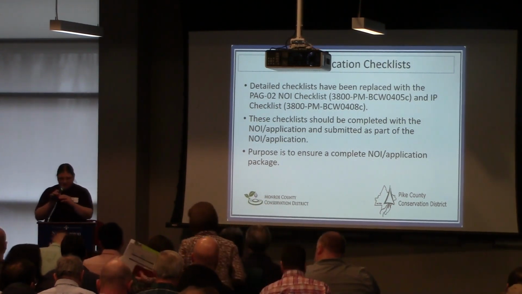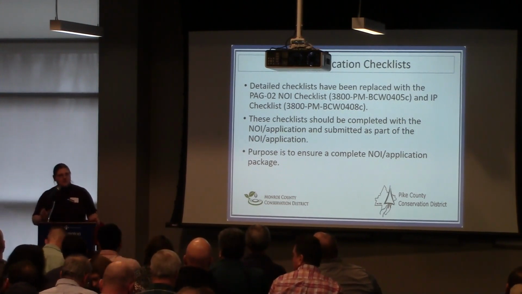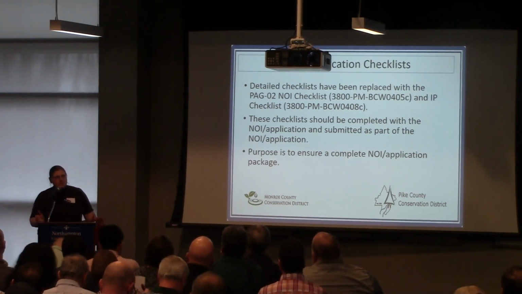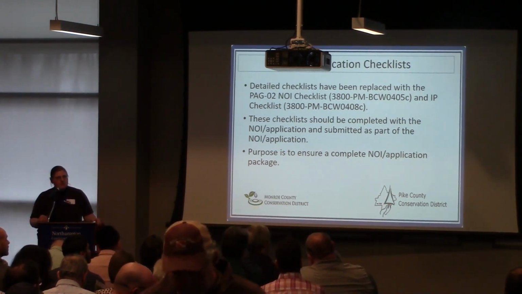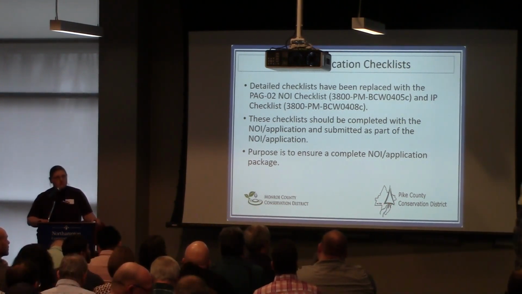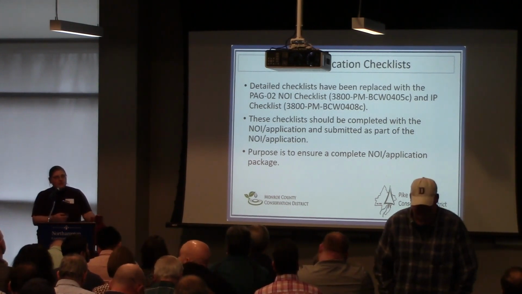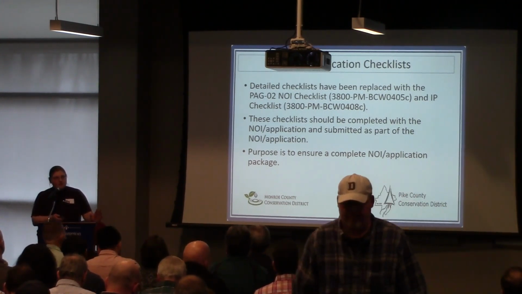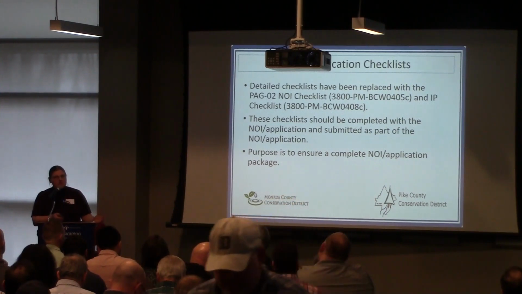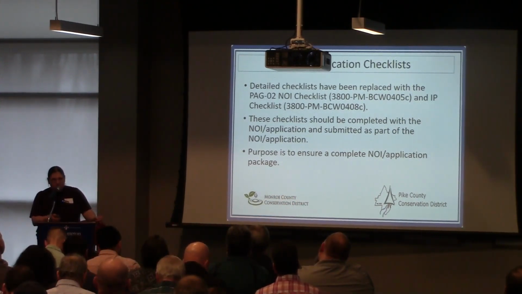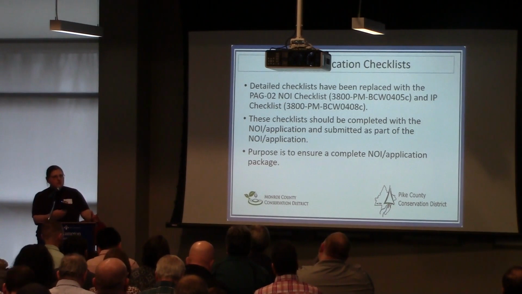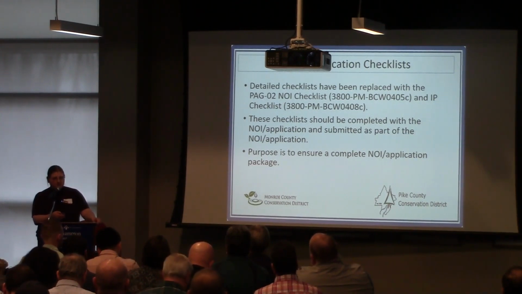I'm going to touch on a couple new things, and some of this will just be review at this point. Like we said, the checklists are now split into two different checklists: the NOI checklist and the individual checklist. They should be completed to make sure you have a complete application. There is a fact sheet found in the standard operating procedures that you can look at. It doesn't have to be submitted with your application, but it's good to use that fact sheet as a final check when you're putting it together.